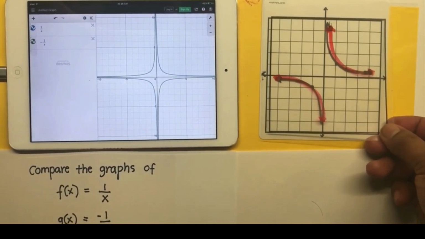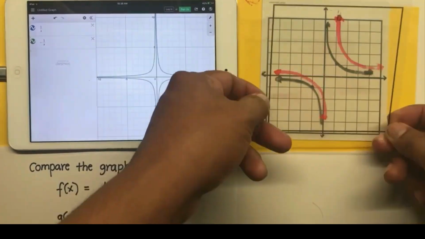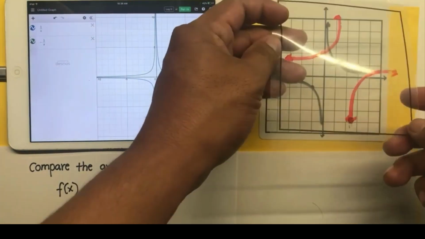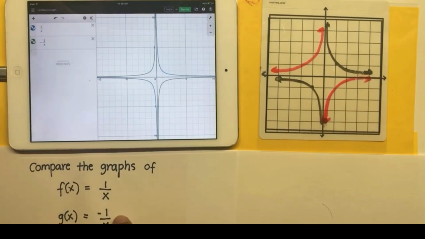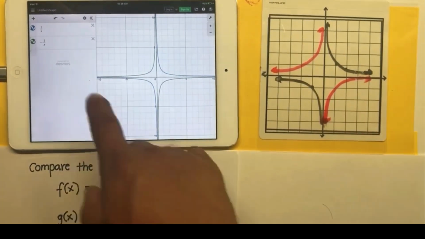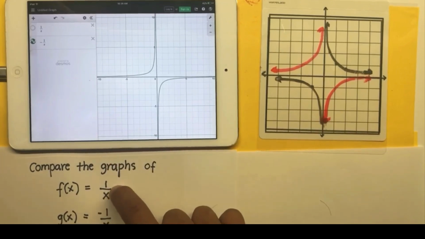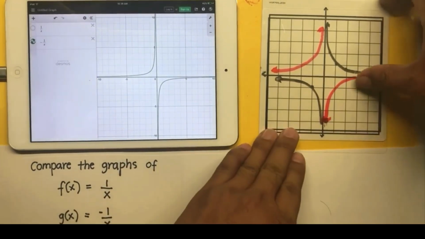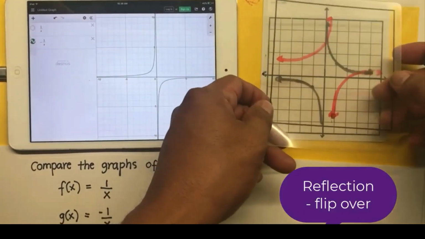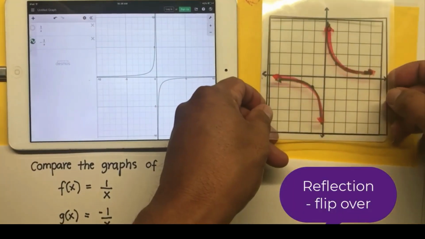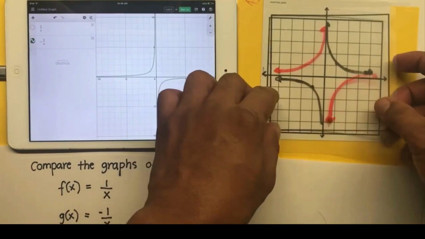To get this g of x equals negative 1 over x, what I'm going to do is reflect this, flip it over across the x-axis, and the resulting reflection now is the graph of g of x equals negative 1 over x, which is now this graph. So what this means is when you change the sign of the function from positive to negative, physically it results in a reflection, or flipping over, of the graph of the function. If the graph is like this, you multiply that function by negative 1, the graph will be flipped over the x-axis.